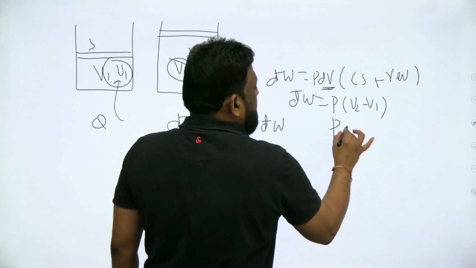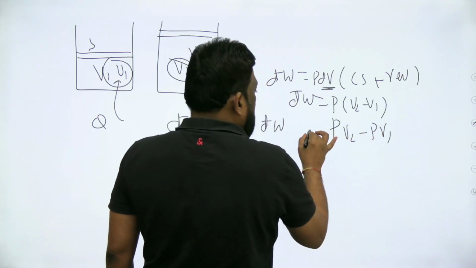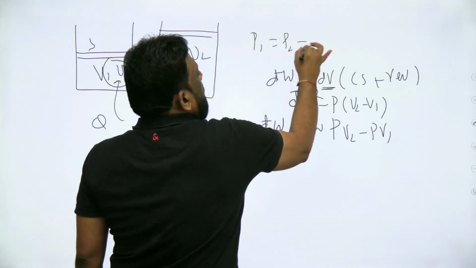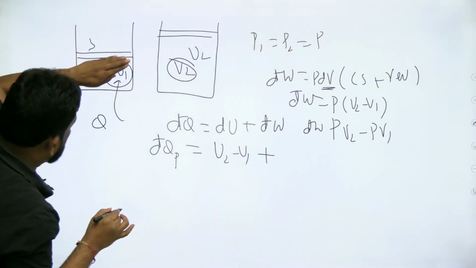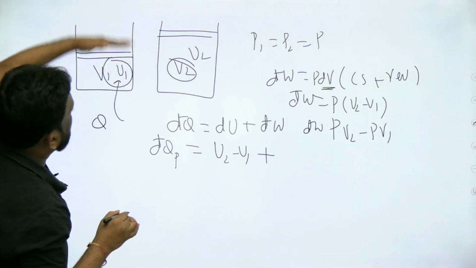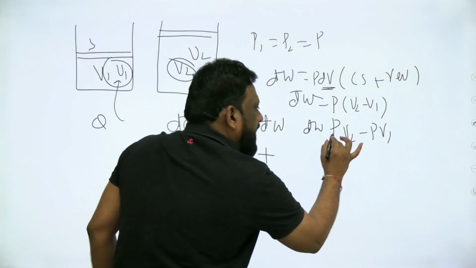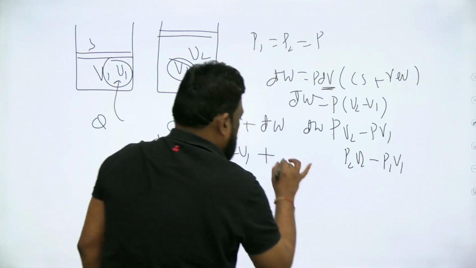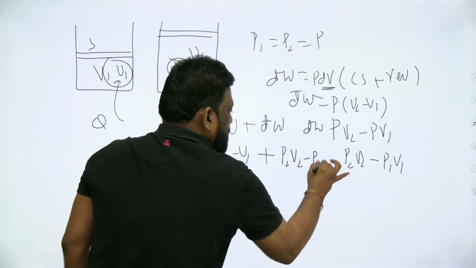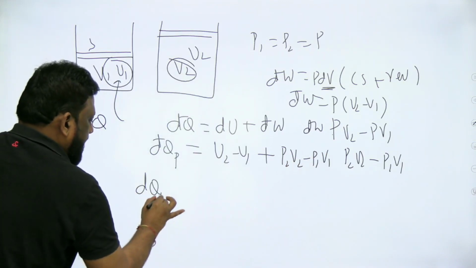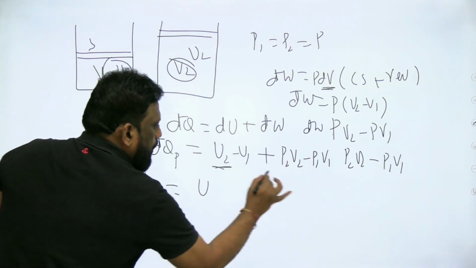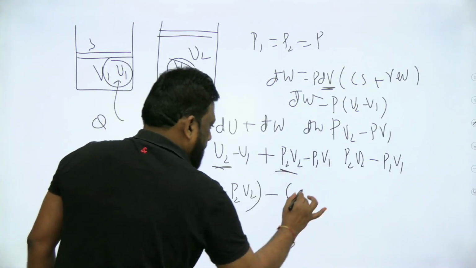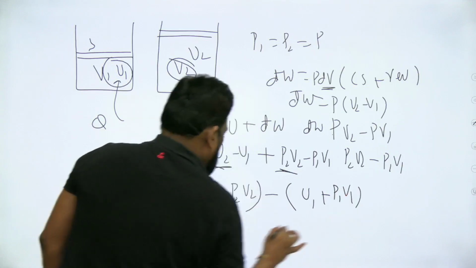So can we write this as PV2 minus PV1? Yes, sir, the work is given by that. But whether it is P1 or P2, the pressure is the same. Whether it is this pressure or this pressure, it is a constant pressure. Therefore, can we write P as P2? Can we write P as P1? Yes, my dear students. So P2V2 minus P1V1. Absolutely. So d'Q is equal to U2 plus P2V2, minus, taking the minus common, U1 plus P1V1.